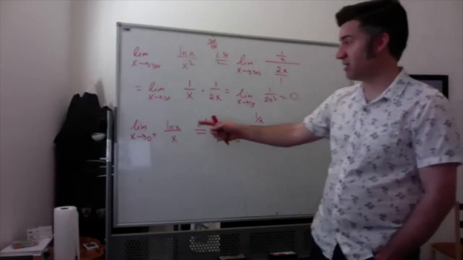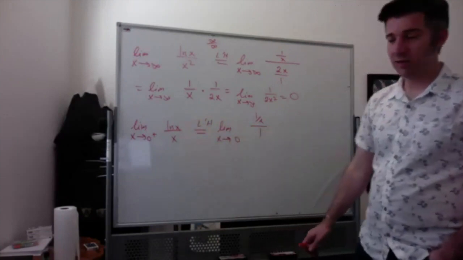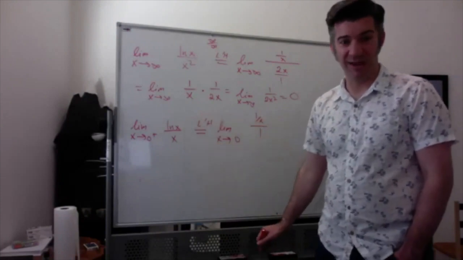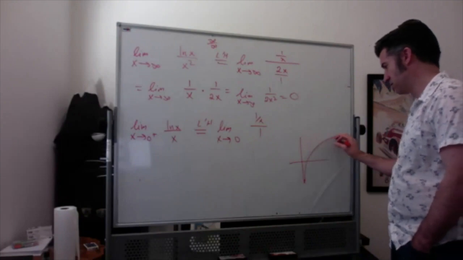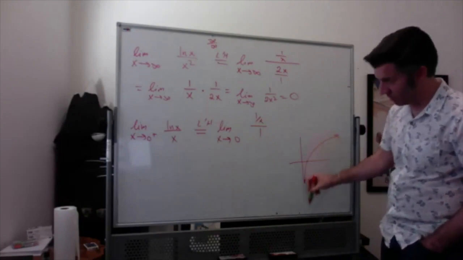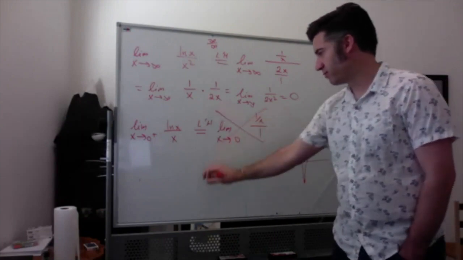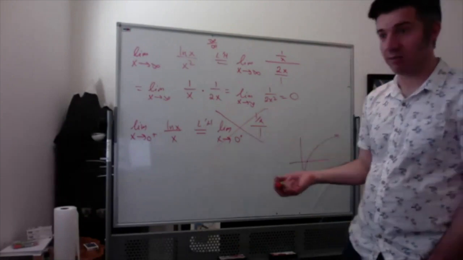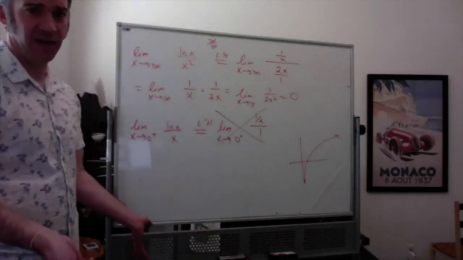Because this is not a 0 over 0. As x goes to 0, the natural log goes to negative infinity. Remember, the graph of the natural log of x looks like this. As we get closer and closer to 0, the graph goes down to negative infinity. So I actually couldn't do this. It's not allowed because I don't have the right type. This is a negative infinity over 0. Well, actually, I can just evaluate what that is, right?